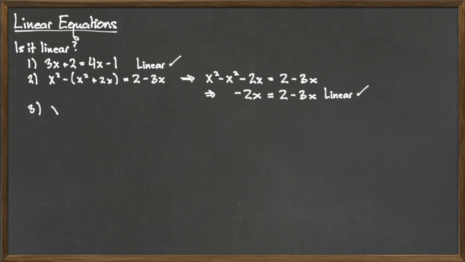Next, take a look at x cubed minus 4x equals 1. That x cubed does not cancel with anything, so this is a case where a nonlinear term, namely one that doesn't cancel, says I do not have a linear equation.